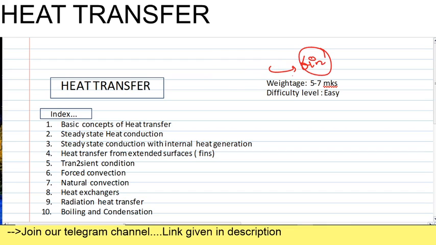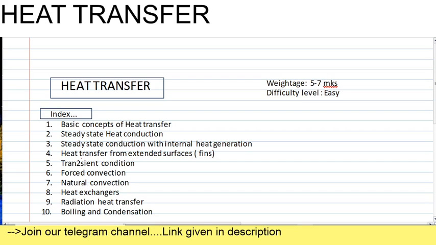We are going to discuss in detail about fins, and also about the transient conditions of heat conduction. And all these topics are categorized under the conduction, leaving the first one. These are basically topics of conduction. After that, we are going to move to the second mode of heat transfer, which is convection.